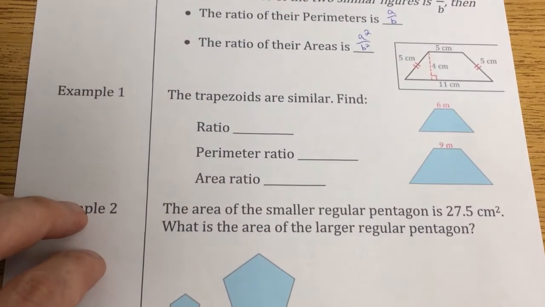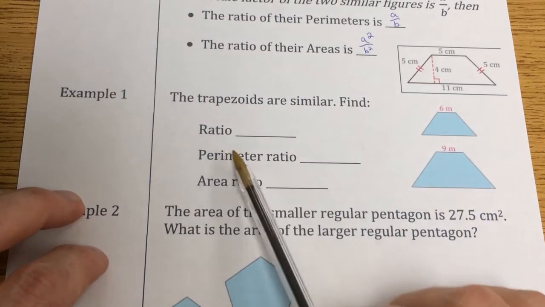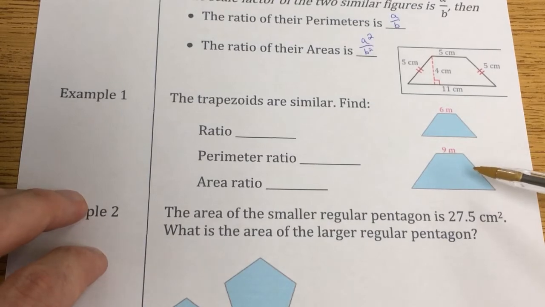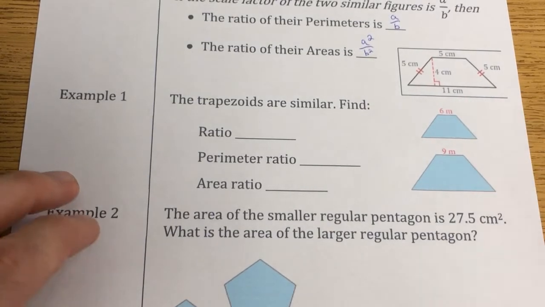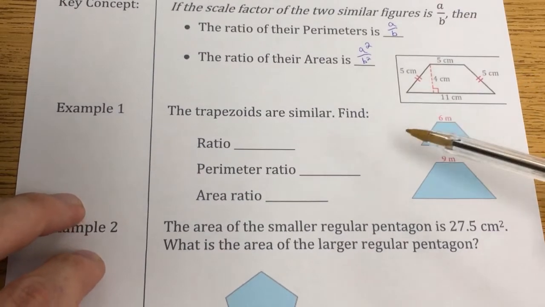All right, let's look at example 1. It says the trapezoids are similar, and it wants us to find the ratio, the perimeter ratio, and the area ratio. Notice I can't really find the perimeter. I can't find the area. Not everything's given to me. But using this key concept up here, I can find all of this.